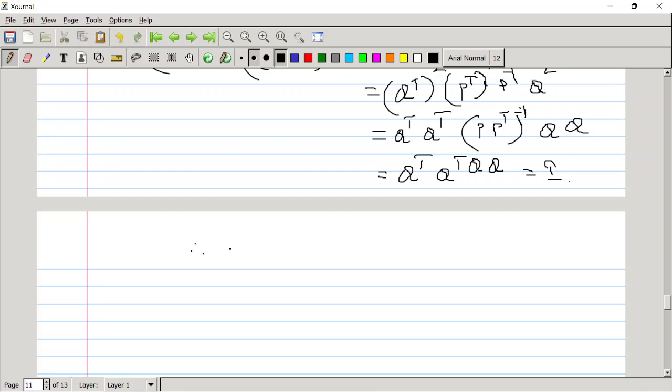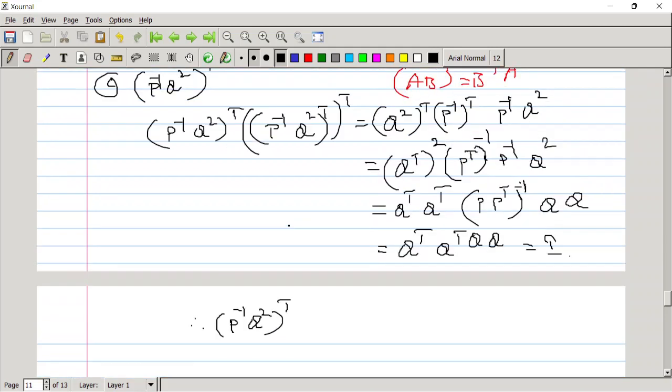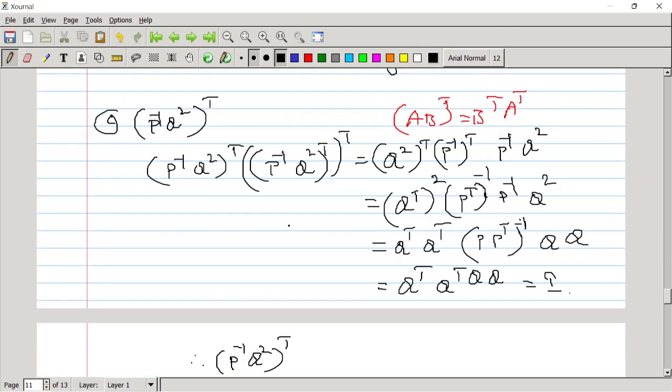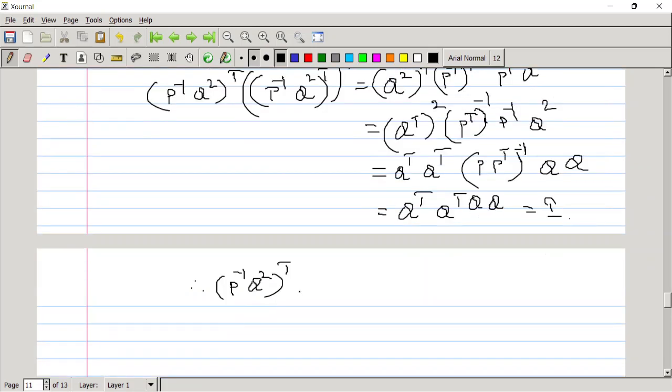So we can say what is that matrix? P square Q inverse, P inverse Q square. Sir, one doubt. Yes, please. If P is orthogonal, is its inverse also orthogonal? If P is orthogonal, yes, of course. Let me prove that.